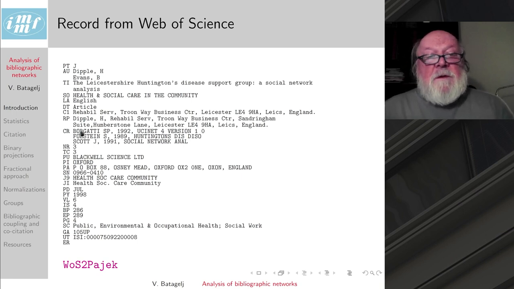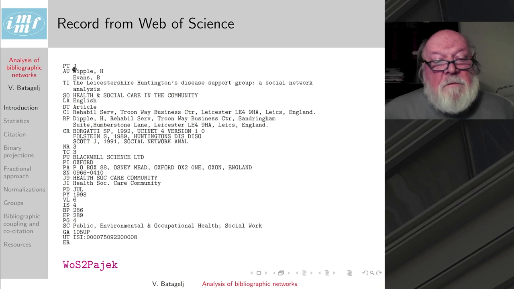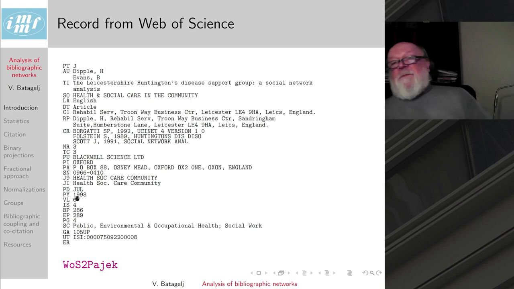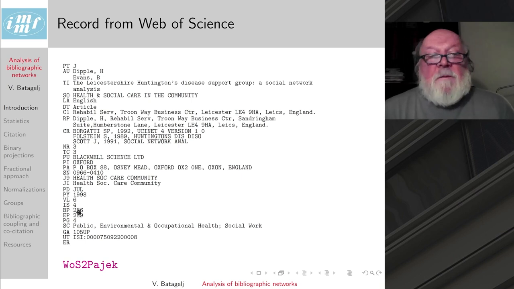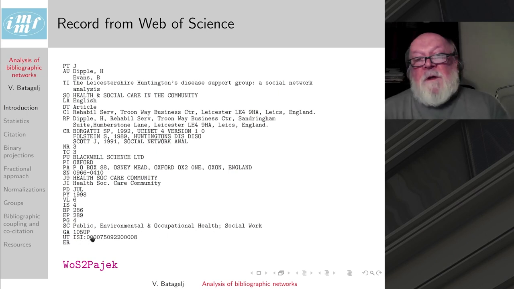So in this paper, there were three references. One was to Borgatti, the other one was to Falstein, and the other one was to Scott. And then we have also publication year and begin page, end page, some classification, and some internal identification. So this is usually the data that we obtain from bibliographic databases, like Web of Science, or if you go to Scopus, you would get similar information, but the format is a bit different.